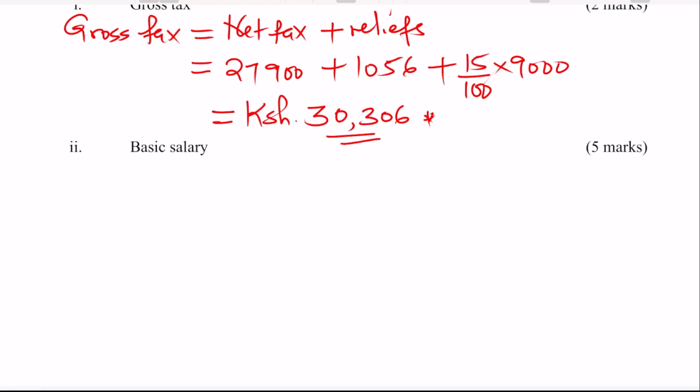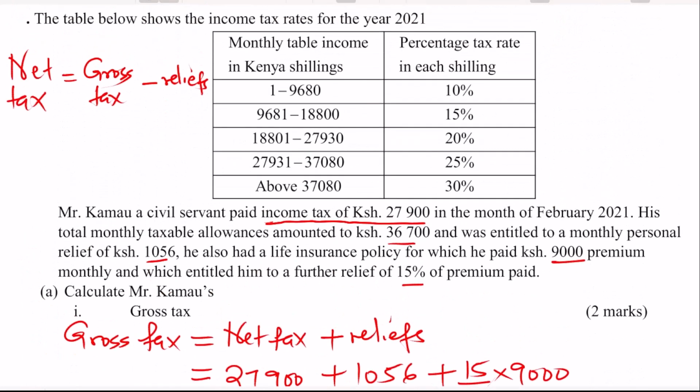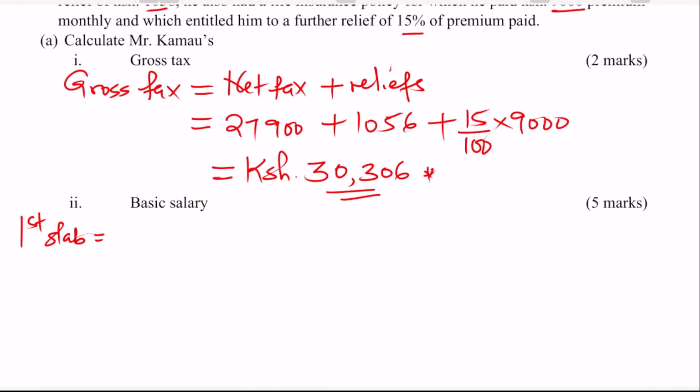So from the table, we go to the first slab. In the first slab, the amount of money is 9680. It is good to note this column here. This is where we shall have the income. So here we shall have the income, and then after taxing this, it is 10% for that slab. So this side we get the tax. So 9680 times 10% will give a tax of 968 shillings. So that is the tax in the first slab. We are going to tax the second slab in the same way, until we are able to get this gross tax, that is 30,306.